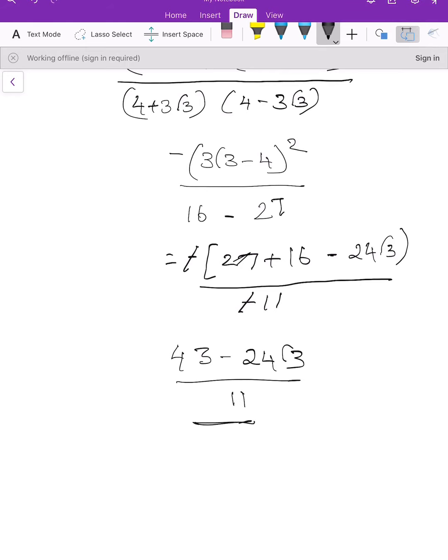This is my answer. I hope you understand this. If you want, I'll repeat this sum again.